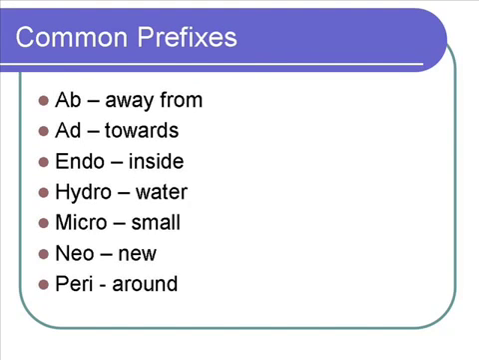Okay, we're going to start with prefixes. Prefixes, of course, occur at the beginning of a word. The first example here is ab. An example word for that might be abduction. So if a child is abducted, they're taken away or carried away from their parents, their home, whatever the case may be. Ad is the next one, such as adduction, right?